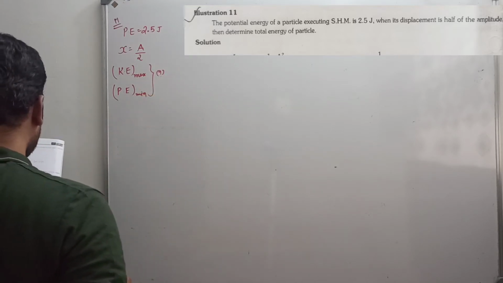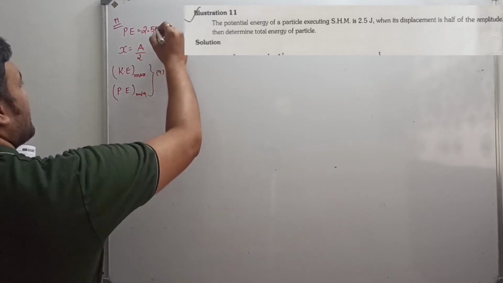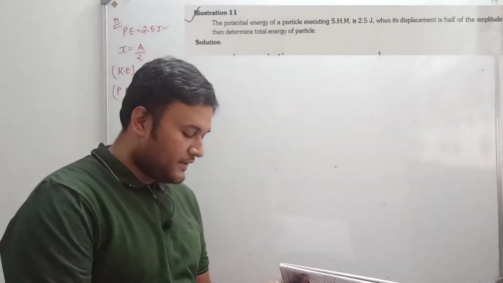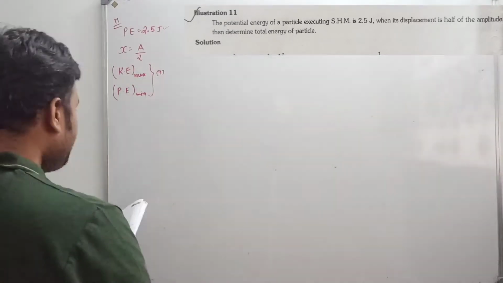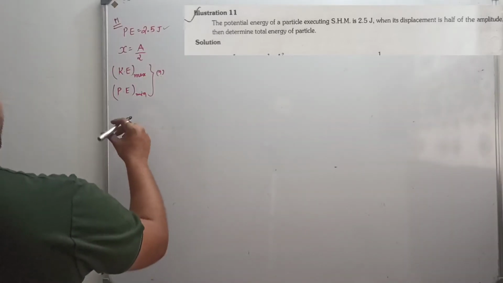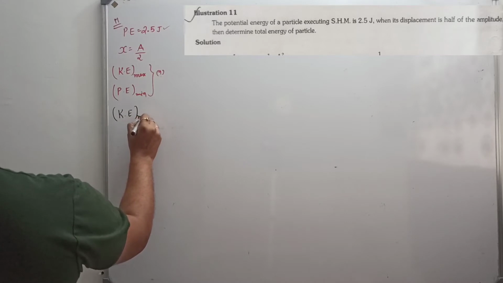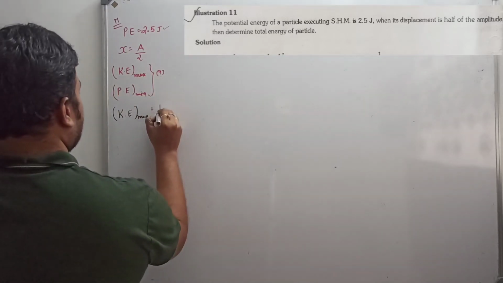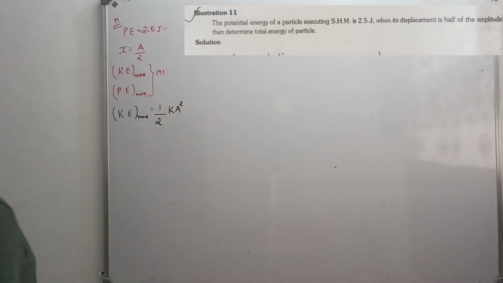And here the given value is 2.5 joule of potential energy. KE maximum we discussed when we studied the theory of kinetic energy, and this is 1/2 k a square. Okay, this is 1/2 k a square.